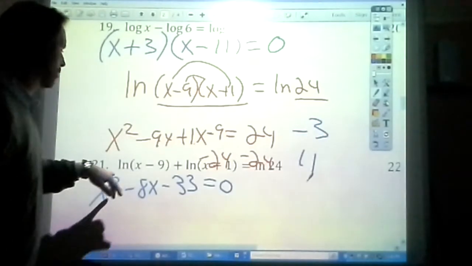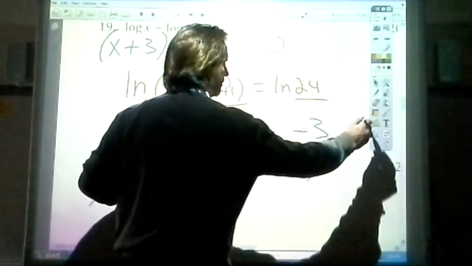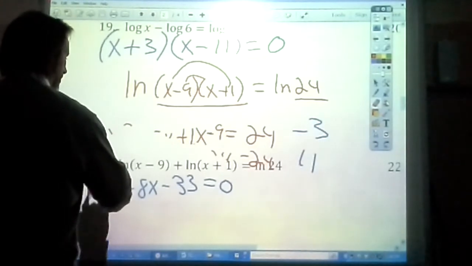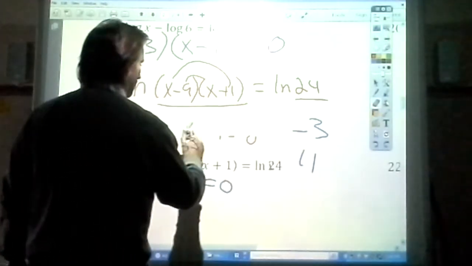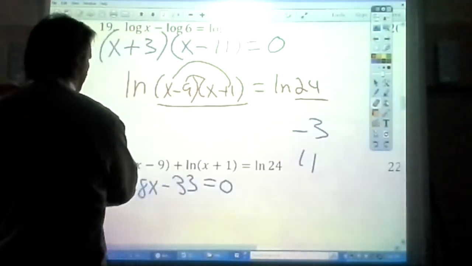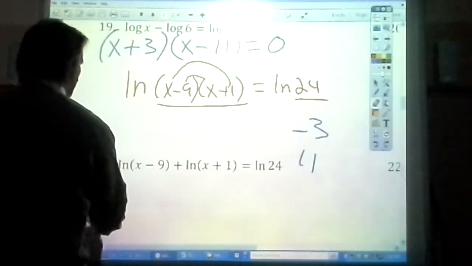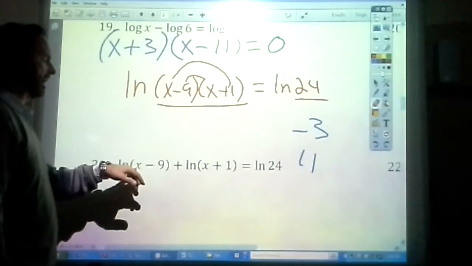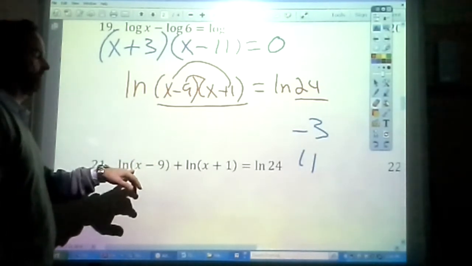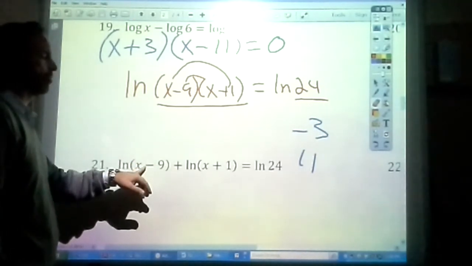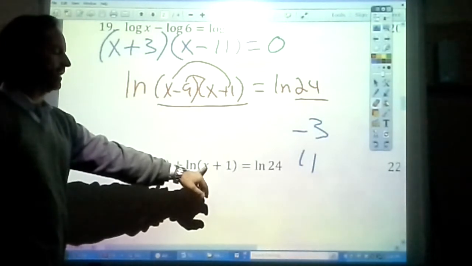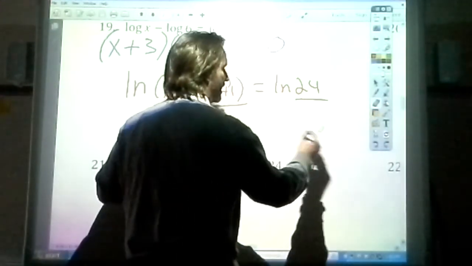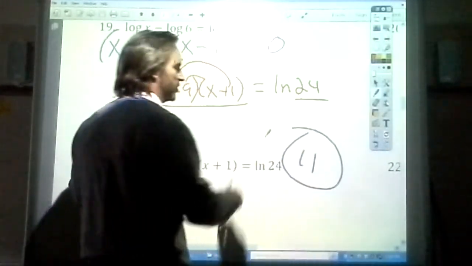So when I go in this equation here, let's clean this up. If I put in negative 3, I get negative 3 minus 9, that's negative 12. That's the log of a negative number. That won't work. It won't work here. Negative 3 plus 1 is negative 2. I can't take the log of a negative number. So that's gone bye-bye, and there's your answer.